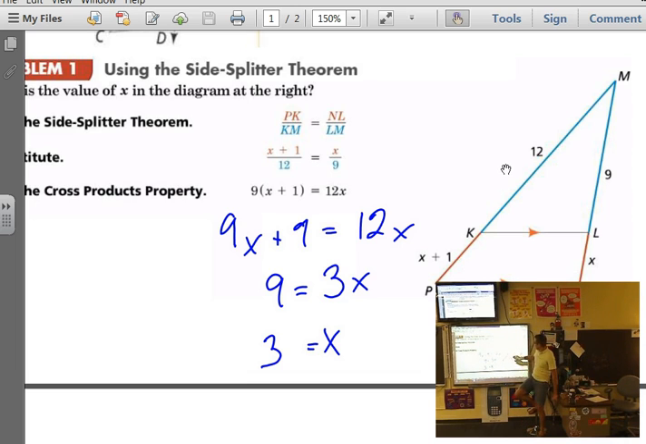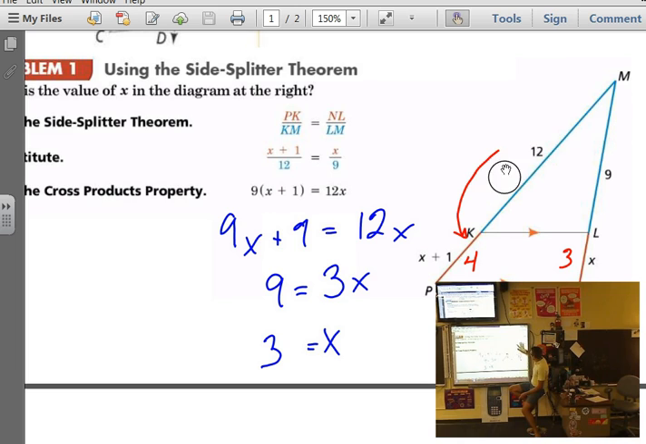So then if I plug that in, I see that this segment is 4 compared to this segment of 3. So how does 12 relate to 4 and 9 relate to 3? They're both 3 times. Yeah. So we see that proportional relationship in the split sides. Any questions on how we do that?